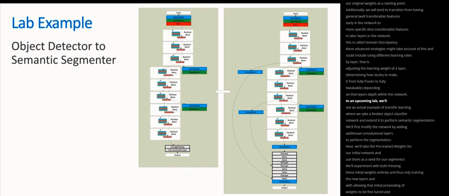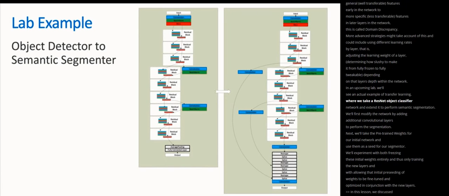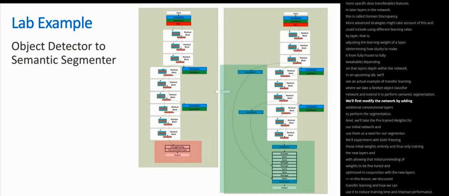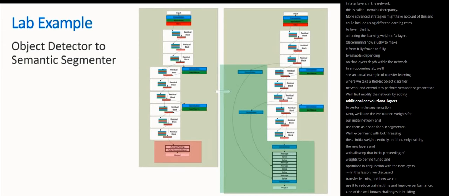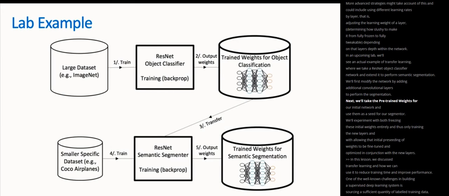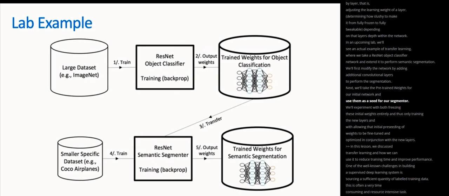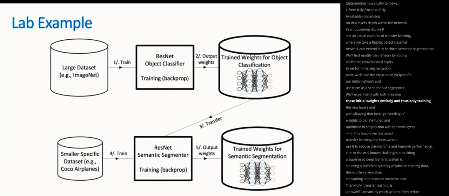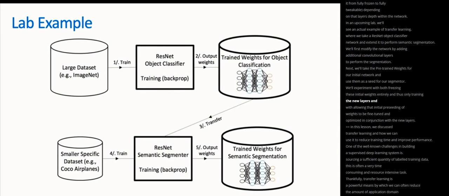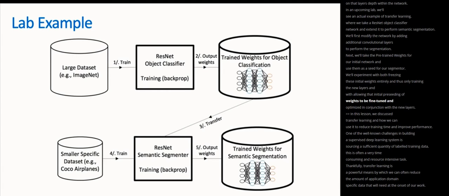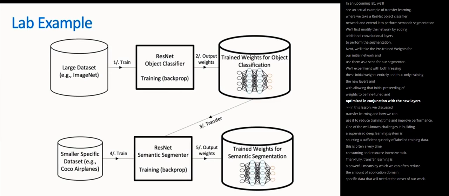In an upcoming lab, we'll see an actual example of transfer learning where we take a ResNet object classifier network and extend it to perform semantic segmentation. We'll first modify the network by adding additional convolutional layers to perform the segmentation. Next, we'll take the pre-trained weights for our initial network and use them as a seed for our segmenter. We'll experiment with both freezing these initial weights entirely, and thus only training the new layers, and with allowing that initial seeding of weights to be fine-tuned and optimized in conjunction with the new layers.